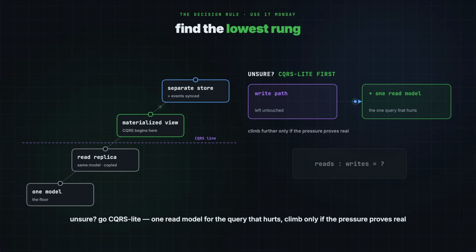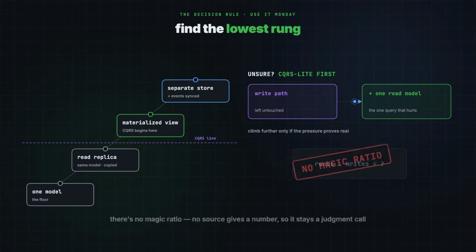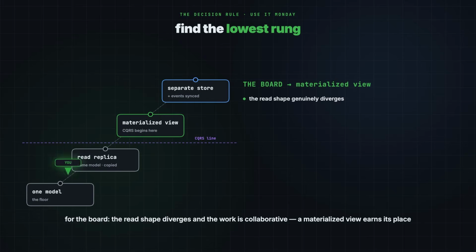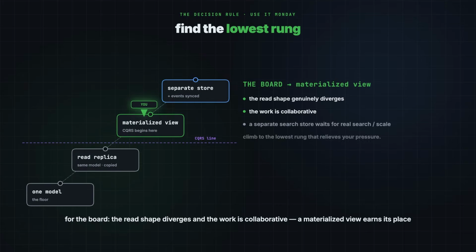Leave the write path alone. Add one read model for the query that hurts, and go further only if the pressure proves real. There is no magic ratio here. No number that tells you when to split, so it stays a judgment call. For our board, the reads do need a different shape, and many people edit the same data. So a materialized view earns its place. A separate search store can wait until you actually need search or real scale.